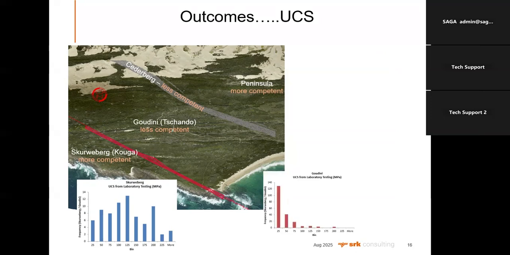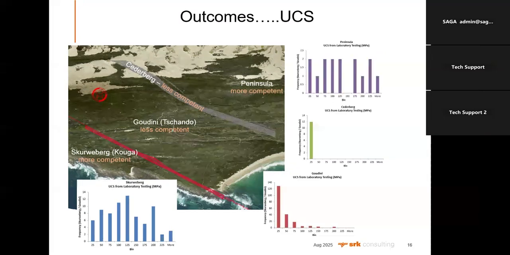But here's the outcome. If you look at just uniaxial compressive strength, simple testing of the rock, you can see that this is a distribution in the peninsula and in the Skurveberg. Skurveberg, Lindsay is the unit that we're doing Klein Willem in, the really hard stuff. But you can see that the Gardenia and the Cederberg are much less competent.